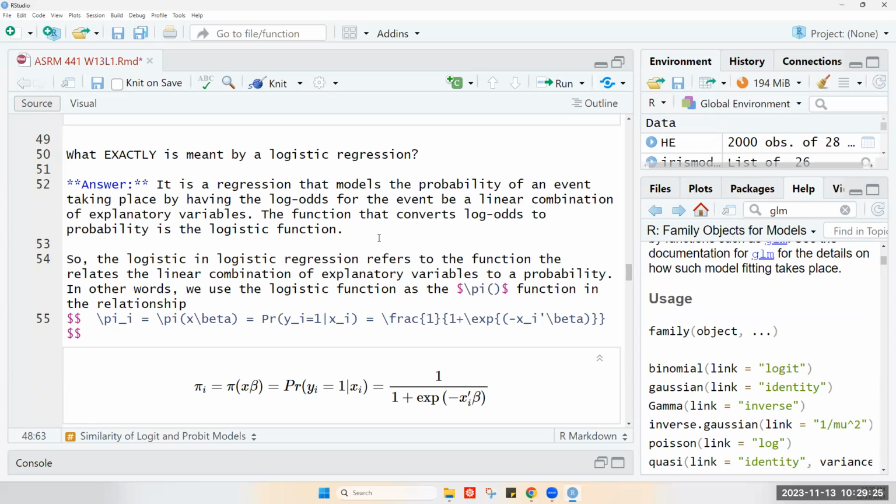So the logistic in logistic regression refers to the function that relates the linear combination to the probability. In other words, we use the logistic function as the pi function in the relationship. The probability that y equals 1 equals 1 over 1 plus the exponential of negative xb. So if this linear combination is very large, that means that our probability is very high, while if our XB is very large and negative, that means our probability is going to be very low. And another thing to note is that these probabilities are bounded between 0 and 1 because of this function. So that's a nice interpretation.